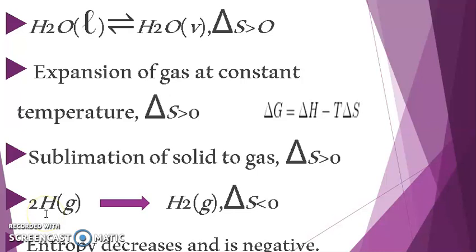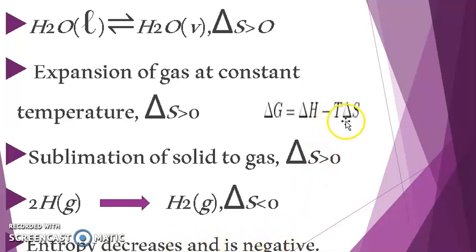When we come to the fourth option, what happens? 2H in gaseous state is converted into gaseous state again. So what happens? 2H gives H2. Okay, so del S, the entropy, is negative. It is less than 0. So entropy decreases and it is negative.